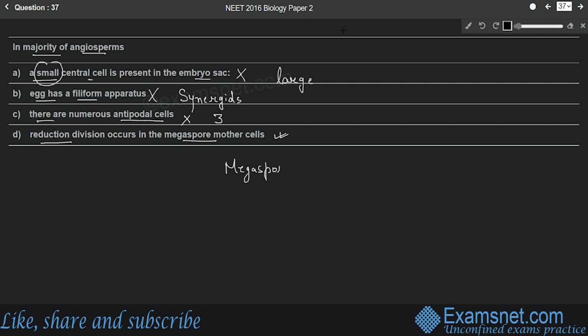We know that megasporangium is a structure which has megaspores. Initially the megasporangium consists of megaspore mother cells, that is MMC in short, and these MMCs undergo reduction division, that is meiosis. So reduction division means meiotic division. And after meiotic division, MMC develop into megaspores. So this statement is correct, so option D will be the correct answer.